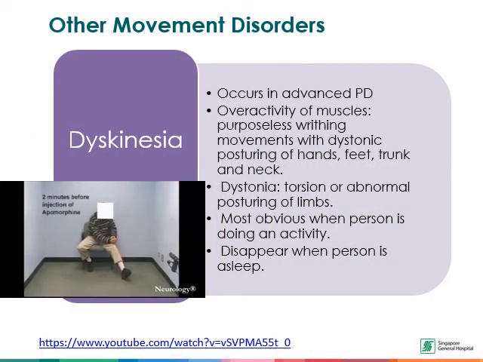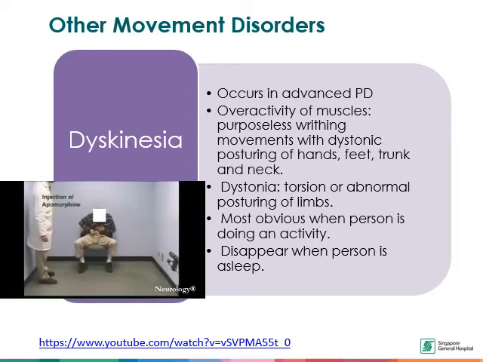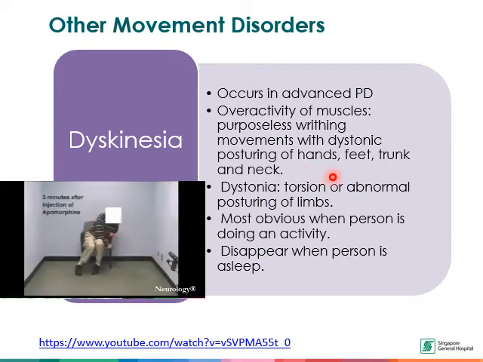Dyskinesia is a common movement disorder seen in people with advanced Parkinson's. It's actually a side effect after many years of levodopa medications, where blood plasma levels of dopamine fluctuate. As can be seen from the video here, dyskinesia is actually involuntary, purposeless writhing movements with dystonic posturing of hands, feet, trunk, and neck.